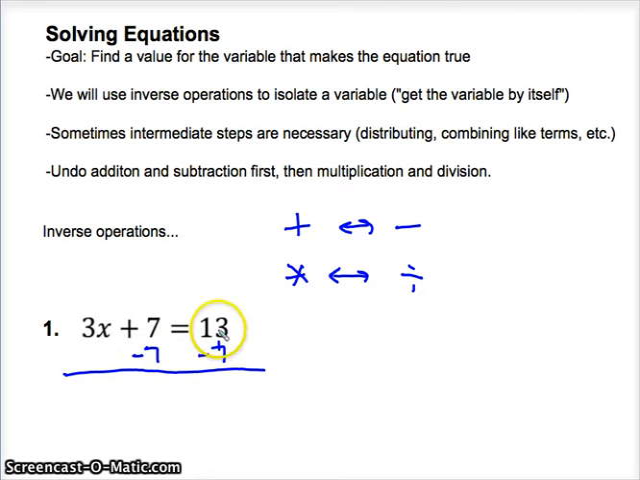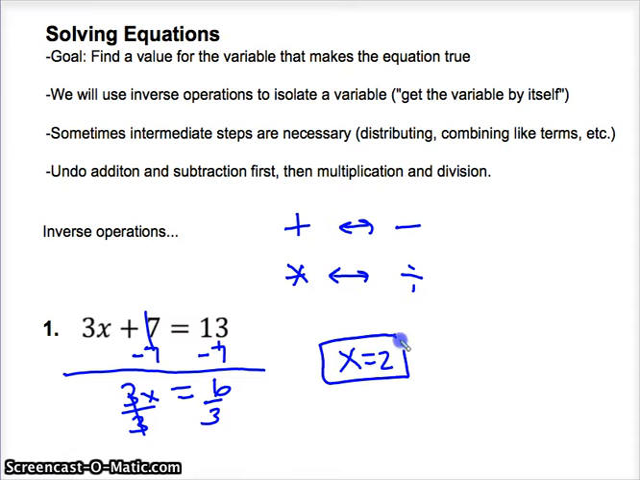Now we complete my subtraction. I do 13 minus 7 and get 6. 7 minus 7 is 0, so it goes away, and I'm left with 3x. I will then undo this multiplication. To do so, I divide both sides by 3. 3 divided by 3 is 1, so x is left by itself, and 6 divided by 3 is 2. So my final answer is x equals 2.